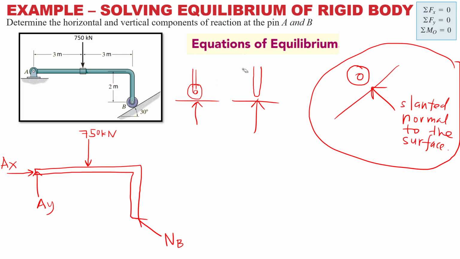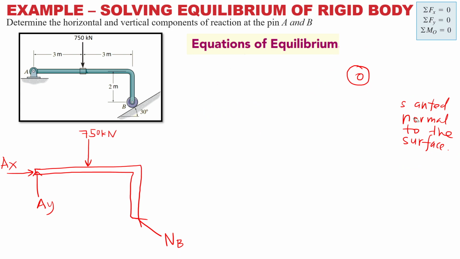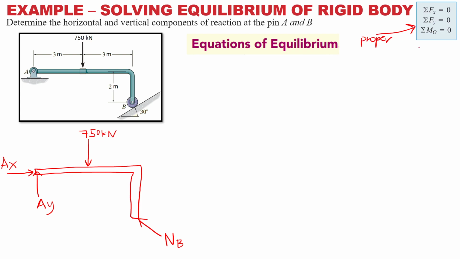And remember, we have learned before, right? We have to solve it using the proper method. Where is your proper method? This is your proper method. Follow the steps. Summation Fx first, summation Fy next, and summation of moment. So, free body diagram is complete. Let's start.